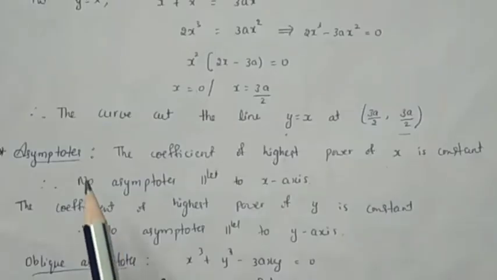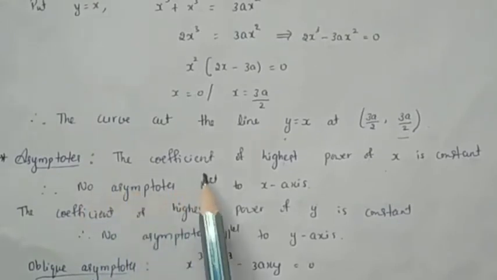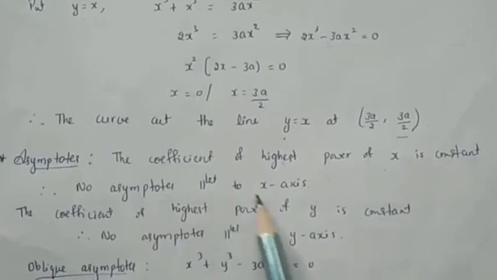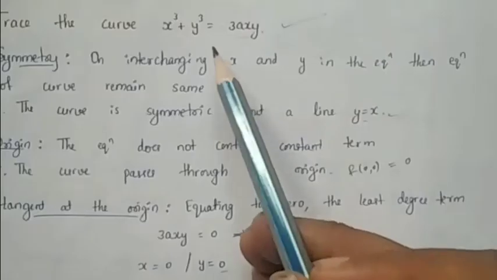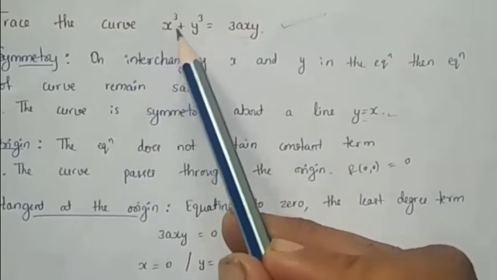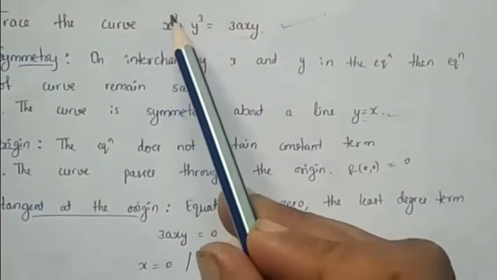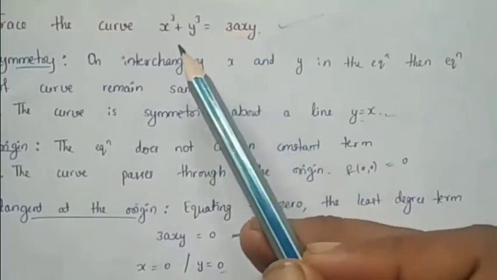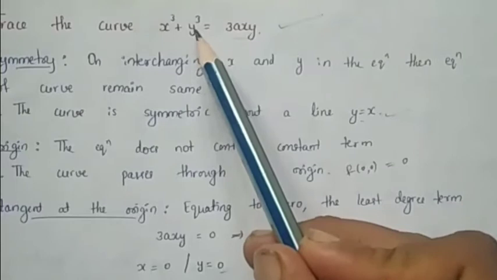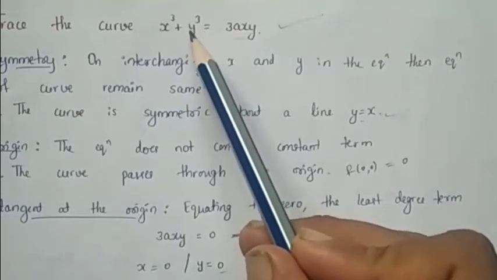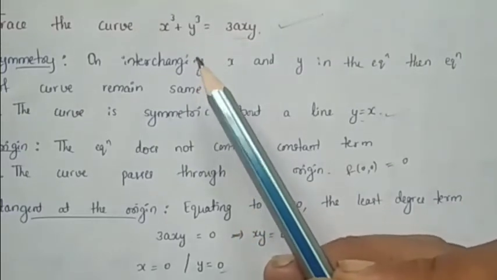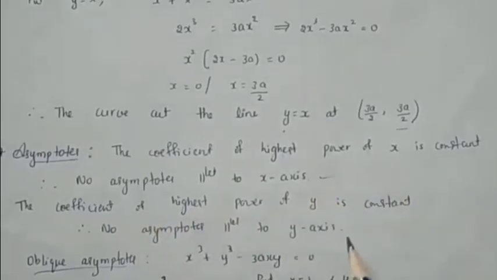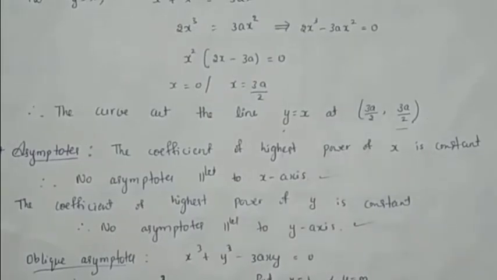The next point is the asymptotes. The coefficient of highest power of x is constant, therefore no asymptotes parallel to x axis. And also the coefficient of highest power of y is 1. 1 is a constant, therefore no asymptotes parallel to y axis. Therefore no asymptotes parallel to x axis, no asymptotes parallel to y axis.